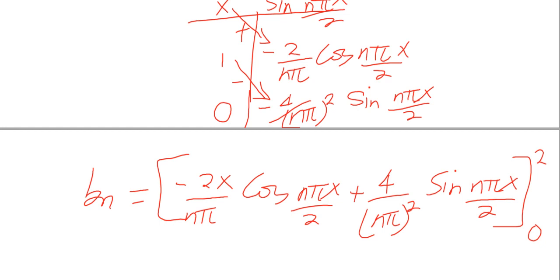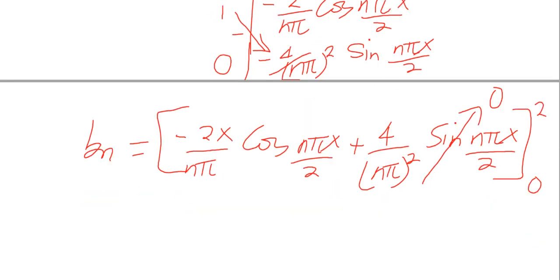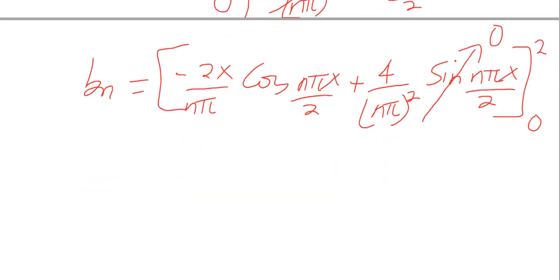But remember that when we replace x with 2, the upper limit, we'll get sine of n pi in the second term, and sine of n pi is 0. Also, when we put the lower limit 0, we'll get sine of 0, which is also 0. So this term will definitely be 0. And we can just worry about the first term here.